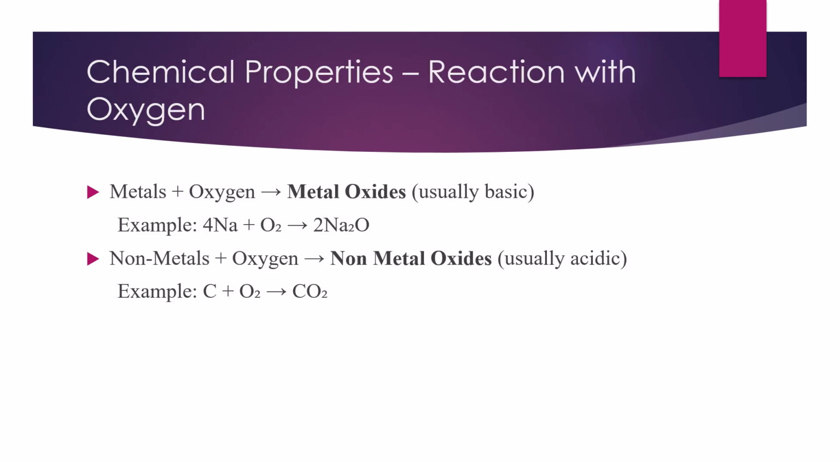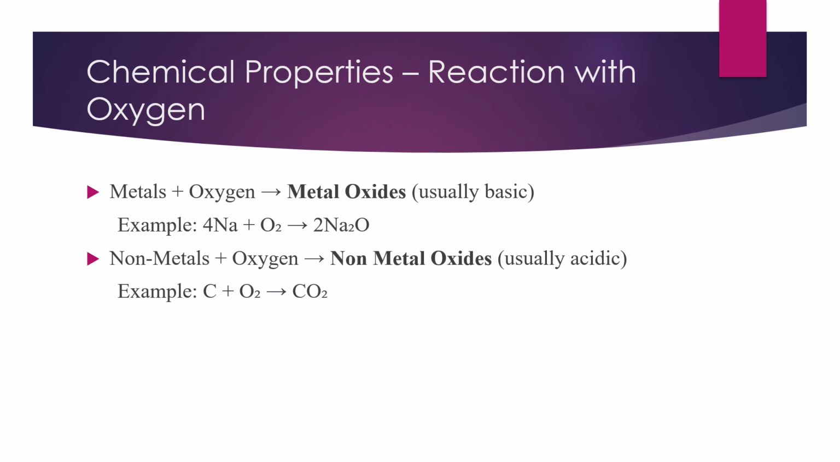Next is chemical properties. Chemical properties of metals and non-metals. In that, the first chemical property is reaction with oxygen. Metals react with oxygen to give metal oxides. They are usually basic in nature. For example, sodium reacts with oxygen to give sodium oxide, that is 4Na + O2 gives 2Na2O.